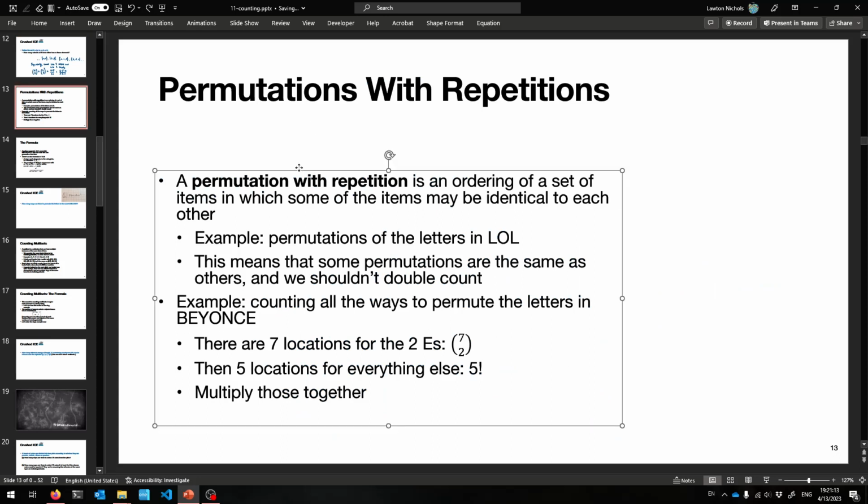This is interesting. A permutation with repetition is when you have a set of items and you want to find all the different ways to order them, where some of those items might be identical. So, for example, you want to count all the permutations of all the letters in the string lol. That is going to trip you up because there are 2 L's. So when you're making permutations, you're overcounting.